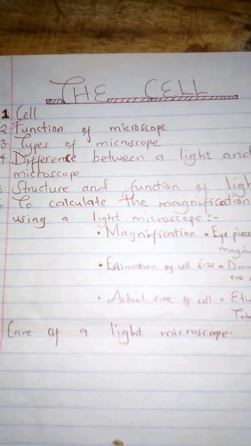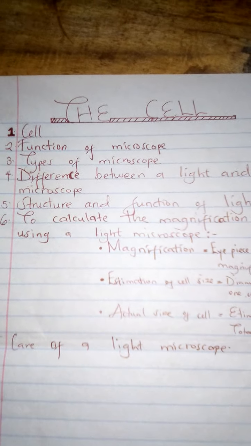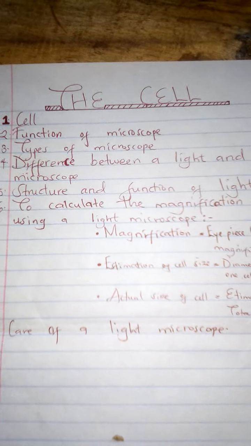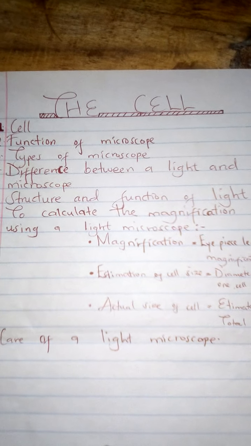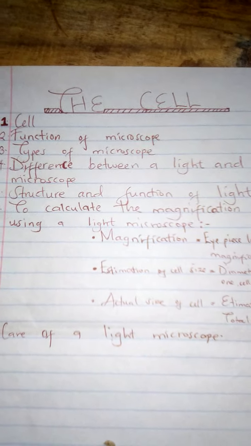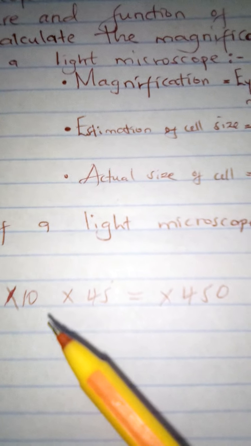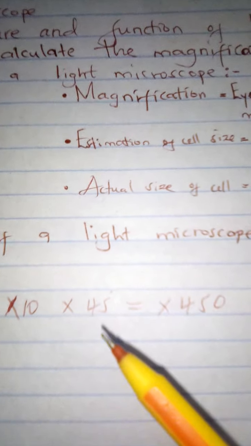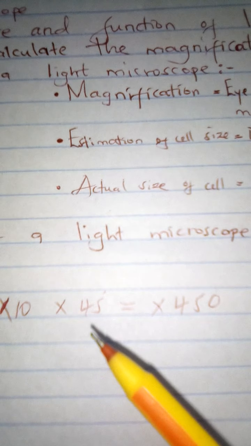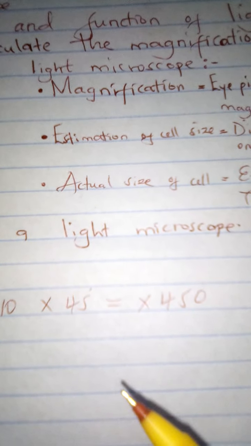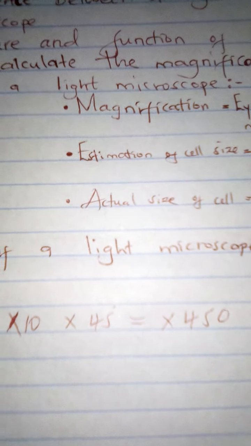On how to calculate the magnification when using a light microscope, the magnification is taken as eyepiece lens magnification times objective lens magnification. For example, if the eyepiece lens is 10 and the objective lens is 45, then the answer is 450 after multiplying it.